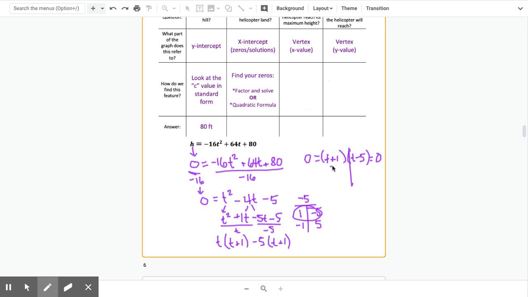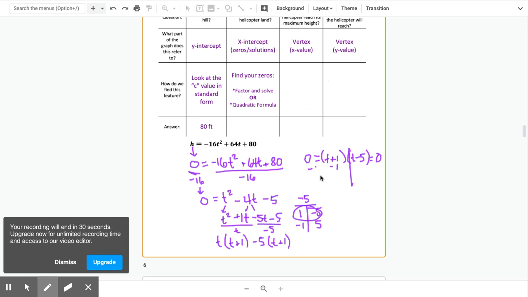Over here, I'll subtract 1, so t equals negative 1. And here I'll add 5, so t equals 5. Which one's our answer? Well, our time can't be negative, so it's got to be this one here. What we have as our answer is going to be 5 hours.